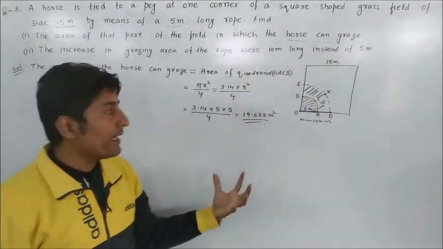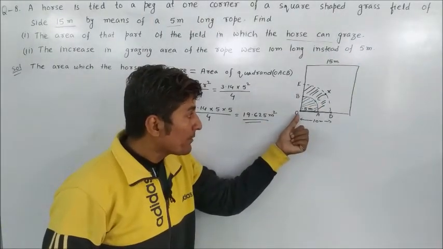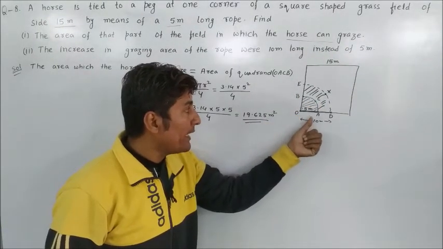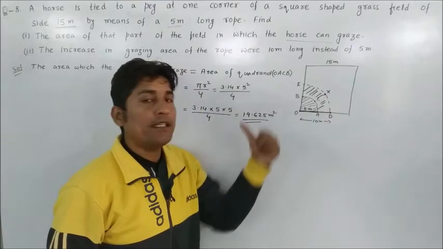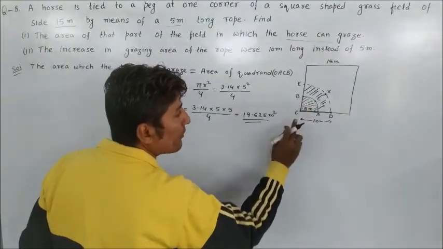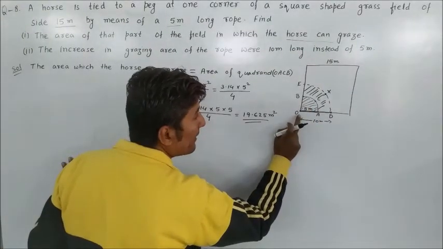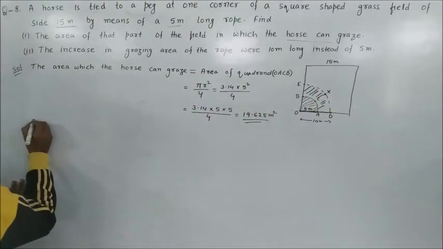Once again I am repeating here, to get the increase in grazing area, we have to subtract the area of OACB from the area of ODXE. Since we are already having the area of OACB, now we are going to find the area of quadrant ODXE. So let us see the solution of the second question.